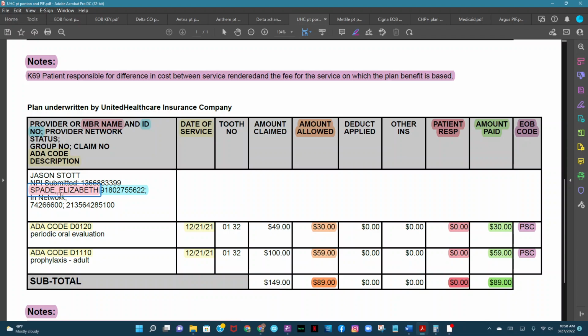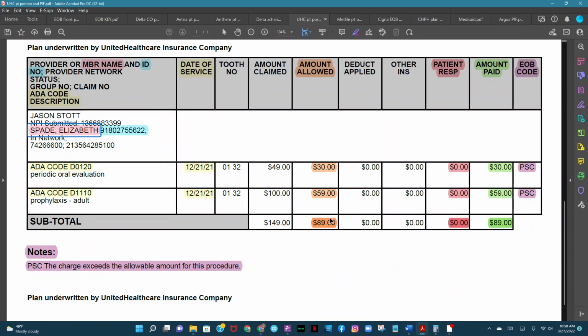Here, we have the member name is Elizabeth Spade. ID number here, no date of birth. Looks like they were seen on 12/21 as well for an exam and a cleaning. Insurance has paid us a total of $89. The patient owes nothing, and the allowed amount, or the contracted fees, are $89 total. Again, it is per line, per code, so make sure that these match up in EqualSoft.